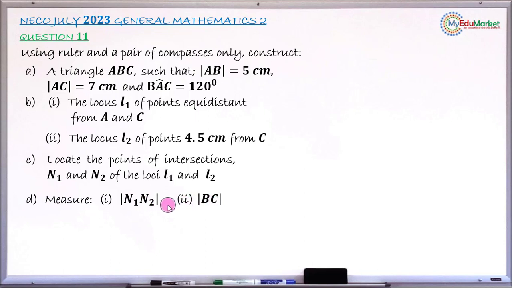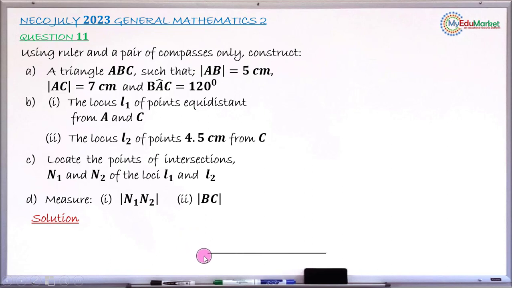To answer this question, you need your instruments, that is your ruler, your compasses, and your pencil. So let's attempt to answer this very question together. What you do first is to draw this line AB. Line AB is the side of the triangle that we want to construct in question A. So let me start with the drawing of the line AB.